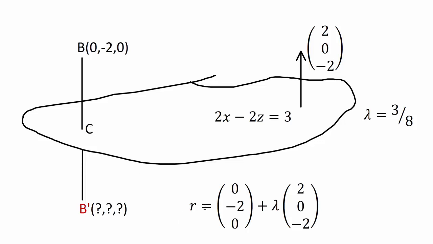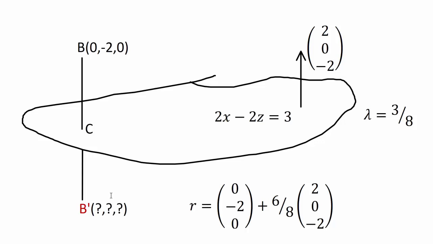Let's just recap what a line actually is. When lambda is equal to 0, we are at B. We can see that. That's how we define the line. When lambda is at 0, we're at B. When lambda is 3/8, we're at C. And therefore, by definition of what a line is, when lambda is equal to 6/8, then I must be at B dash. And so therefore, by plugging in lambda equals 6/8, I find the coordinates of B dash.